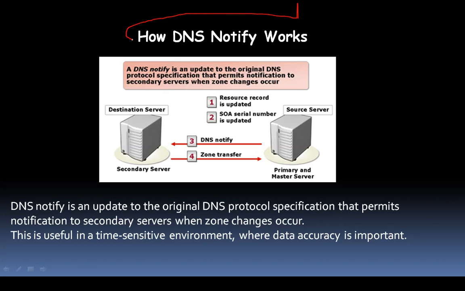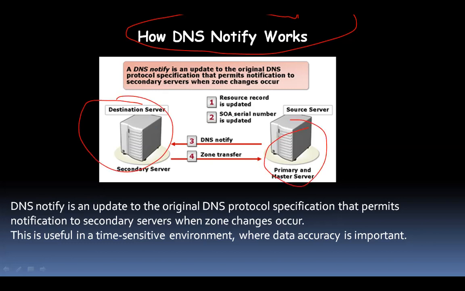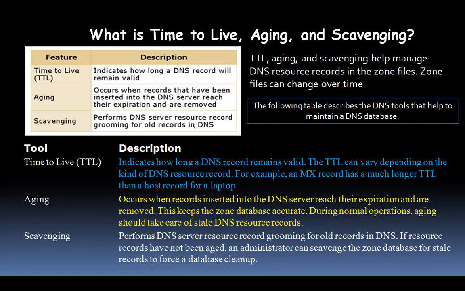How DNS notify works. A DNS notify is an update to the original DNS protocol specification that permits notification to a secondary server when a zone exchange occurs. So if we talk about it a bit more here, this is your destination server, the secondary server, and this is your primary source server. What will happen here? The resource record is updated and the SOA serial number is updated, so two things happen here. Third, it will tell this server and it will initiate the zone transfer. This is useful in time sensitive environments where data accuracy is important. So that is very important here.